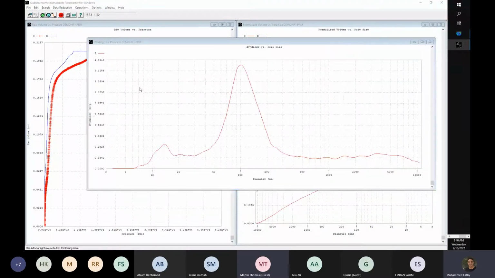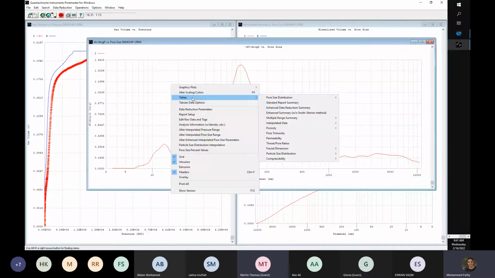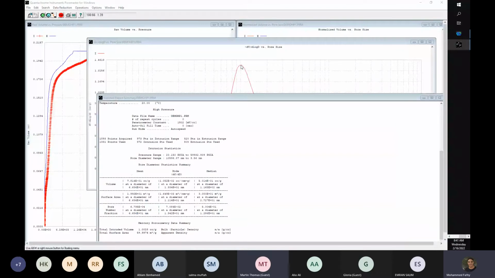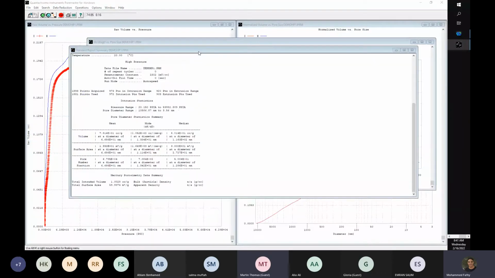The important statistical values here are mode, median, and mean. And we can see that here in the standard report summary. Down here, the software calculates the mean, the mode. The mode is the one that we usually go for, sometimes the median. The mode is this mode here, the most common one. The median obviously is the 50%. And the diameter that we're looking at here is this one here. So in this particular sample, it's 13.34 nanometers is the mode here.